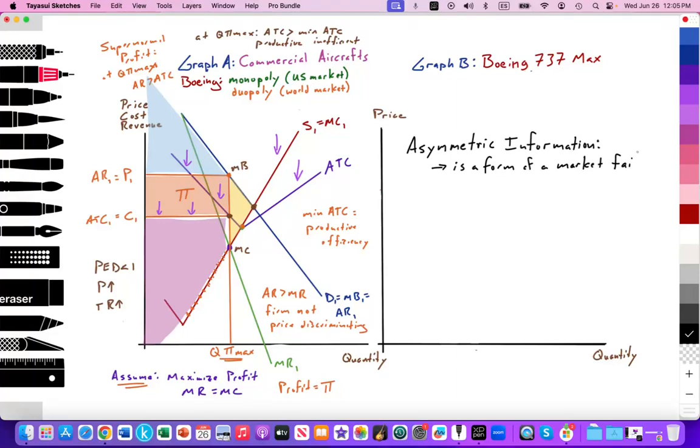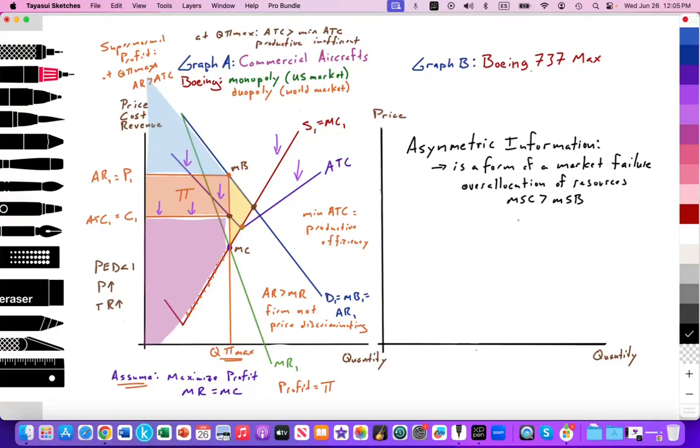And we want to remember that a market failure is either an over or under allocation of resources. Market failure is where we have maybe an over allocation of resources to the production of a particular good or service. So in that case, we would have the marginal social cost being greater than the marginal social benefit.